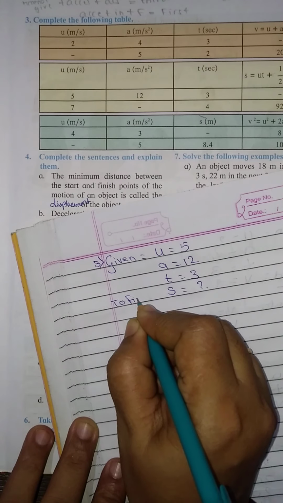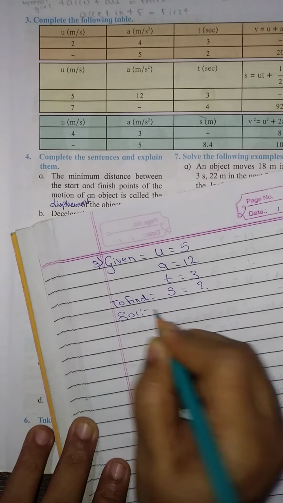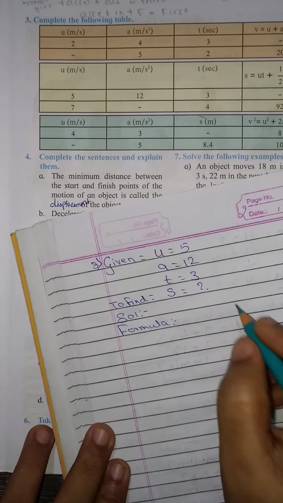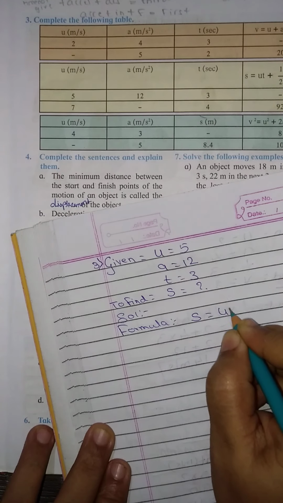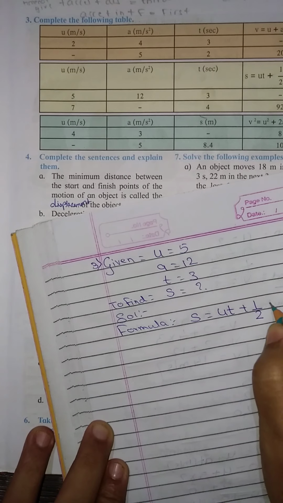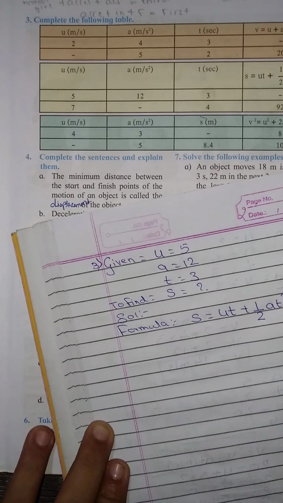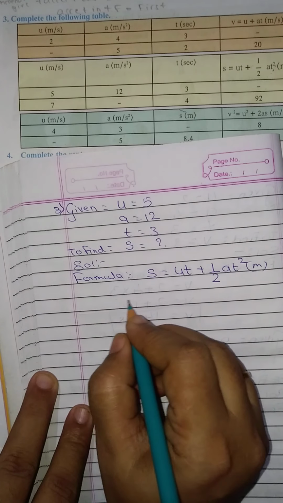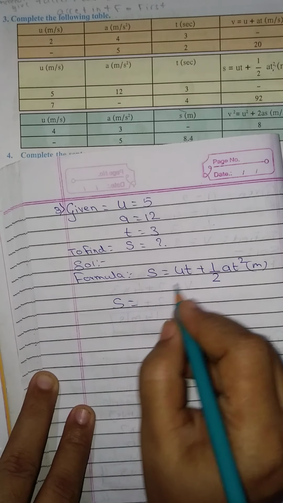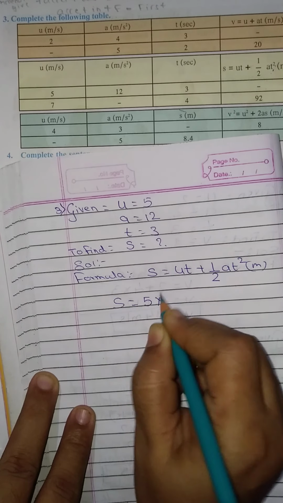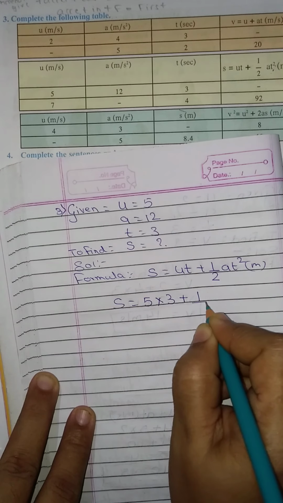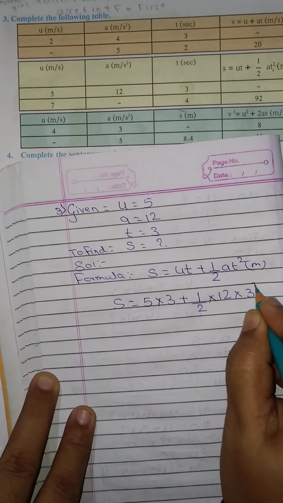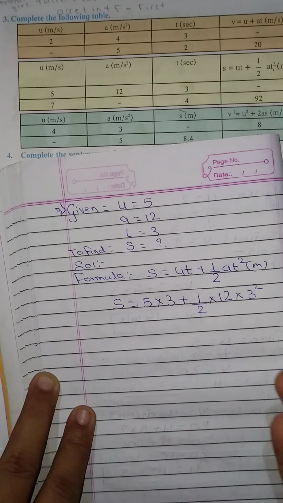To find, solution. So we are using which formula? Newton's second law. S is equal to ut plus half at square, meter. Okay. S we have to find here, so write it as it is. U 5 into what is time here? 3, plus half into what is acceleration? 12 into time 3 square. Either you can write 3 square or 3 into 3.